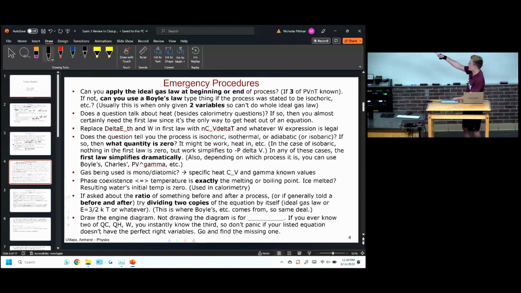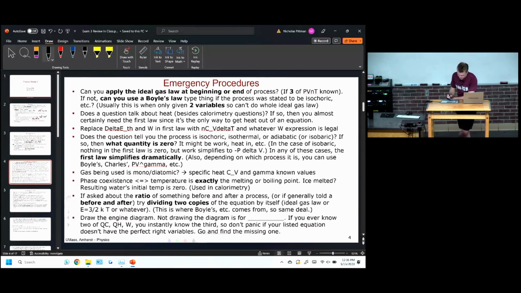The first one, for example, is try the ideal gas law on the beginning and end of the process to figure out the fourth variable if you know 3 of P, V, N, and T. If you aren't given 3 of them, maybe it's a Boyle's law type problem. Try that on the beginning versus end, either Boyle's or Charles, depending on what kind of process it is. The second one is just saying use the first law if it says heat, in case you forgot it from the strategy slides.